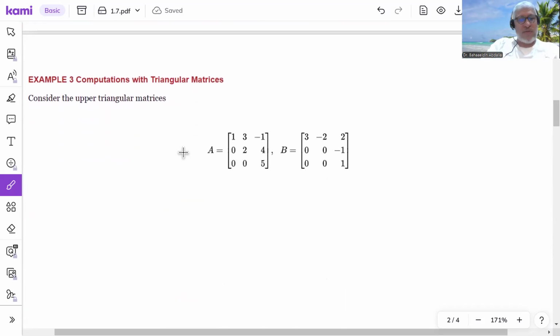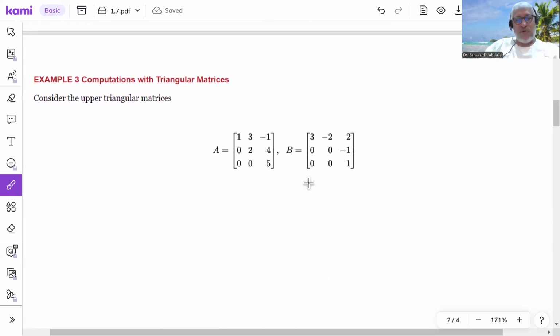Let us solve this example. We have two upper triangular matrices because the entries below the main diagonal are zeros in both cases. But what about A inverse? Can we find A inverse? Is A invertible? Yes. Why is it invertible? Because the elements on the main diagonal are non-zeros. But is it easy to find A inverse?